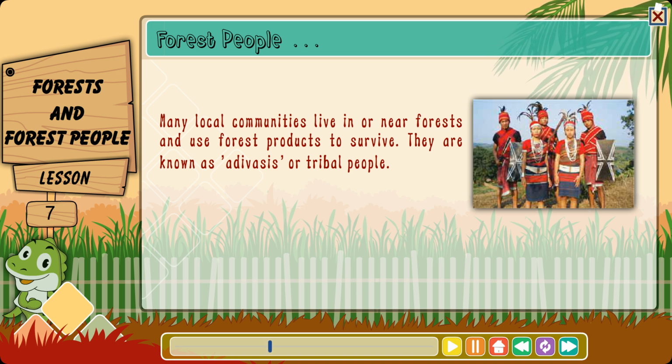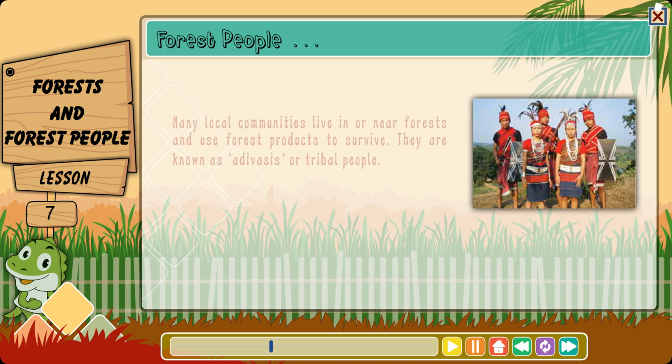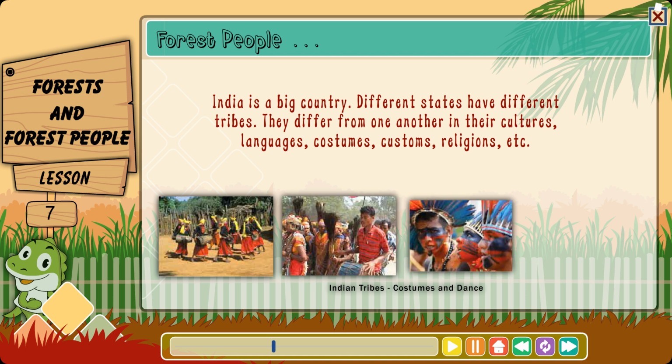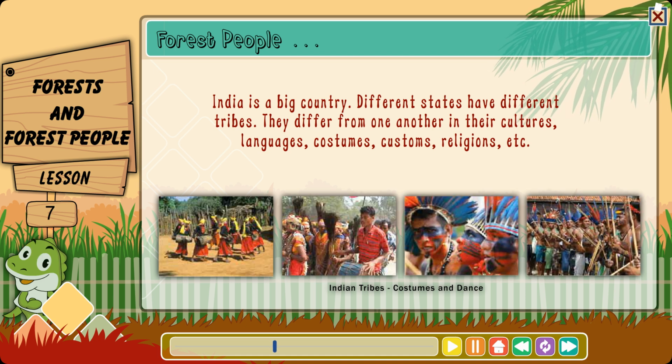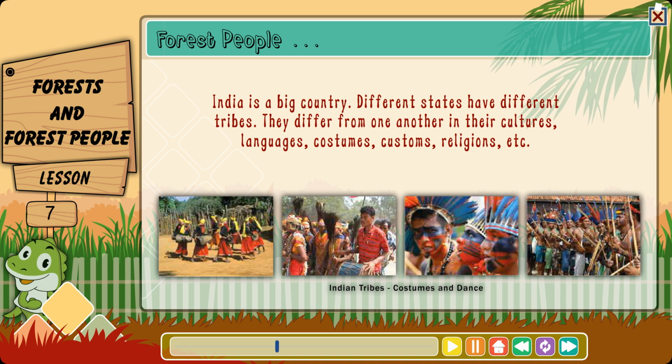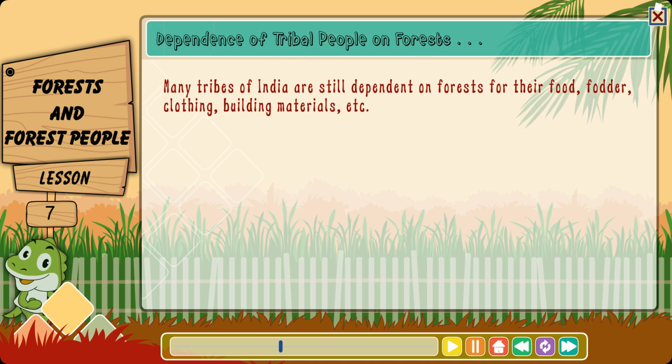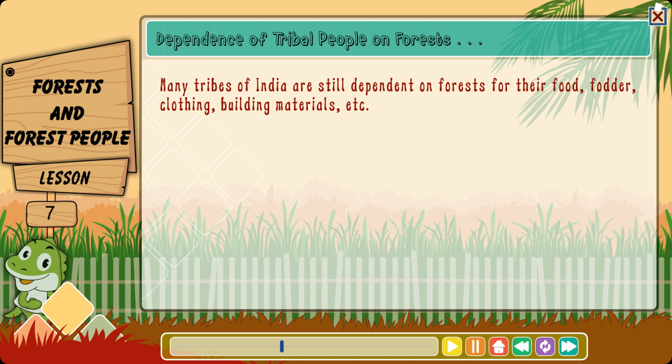They are known as Adivasis or tribal people. India is a big country. Different states have different tribes. They differ from one another in their cultures, languages, costumes, customs, religions, etc. Dependence of tribal people on forests. Many tribes of India are still dependent on forests for their food, fodder, clothing, building materials, etc.